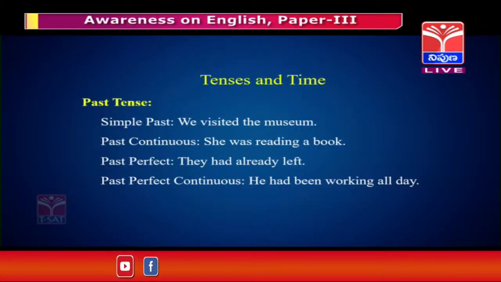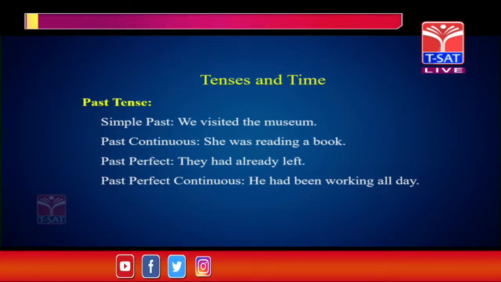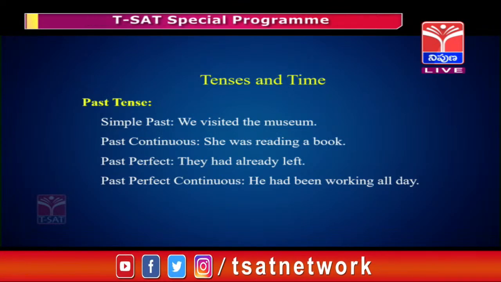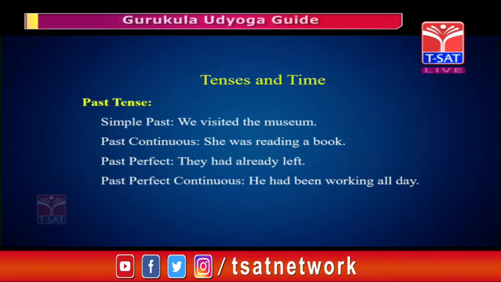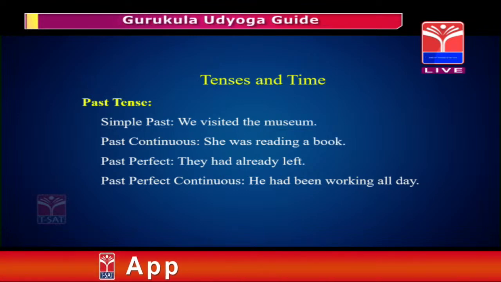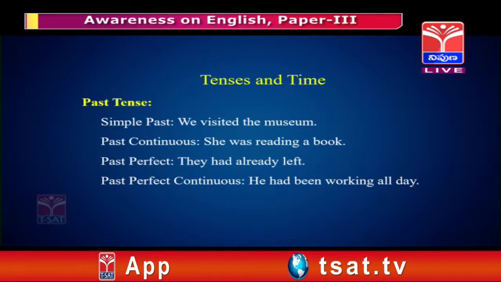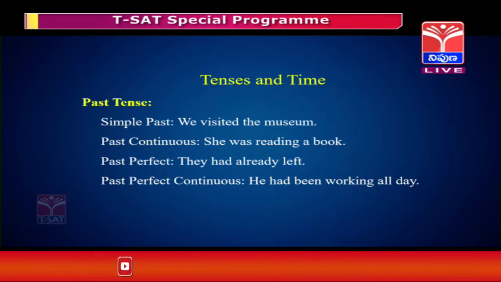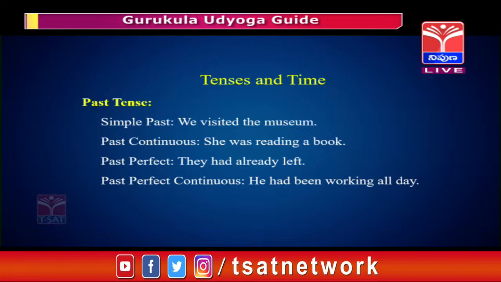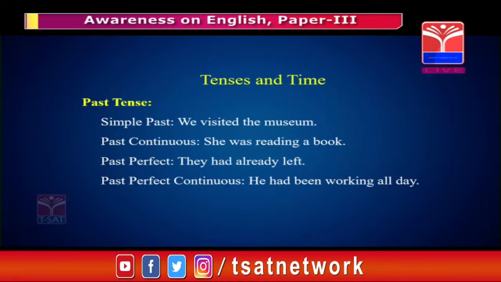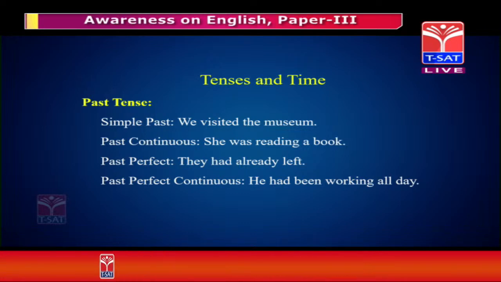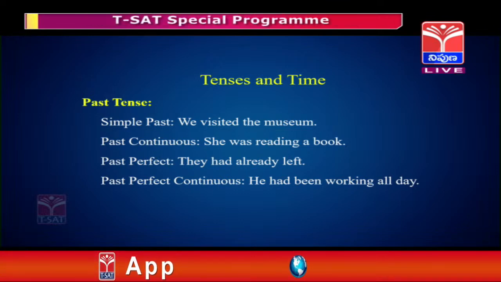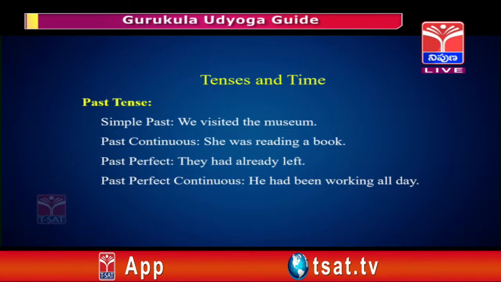Past continuous: the action started sometime in the past and continued for a certain time in the past. That comes under past continuous tense. Past perfect tense talks about an action which was completed at a certain time in the past. Past perfect continuous: the action started sometime in the past, continued for some time, and completed just by the time of speaking. Then we use past perfect continuous tense.